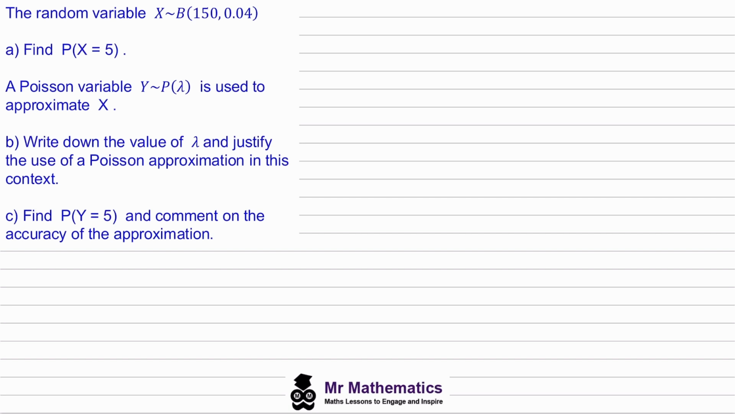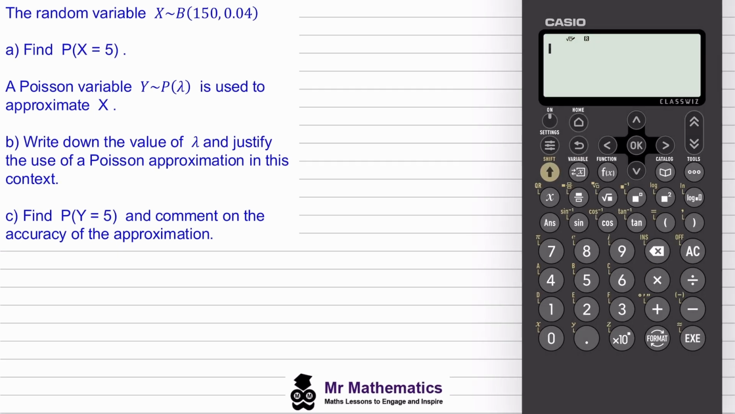So we can do this on our calculators. If we press home, and then we want distribution, and then we want binomial PD, because we're working out a probability, not a cumulative distribution, we'll choose variable, and then we want to set x to be equal to 5, n is the number of trials of 150, and p is 0.04. We'll execute that, and we can see that the probability of x equaling 5 is 0.1628 to 4 decimal places.